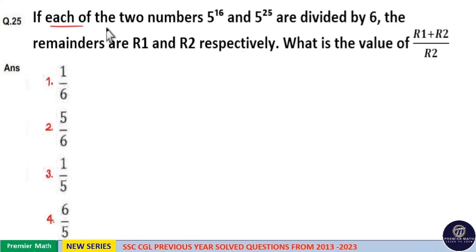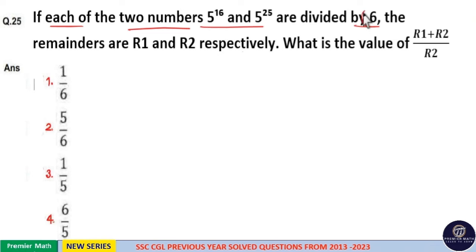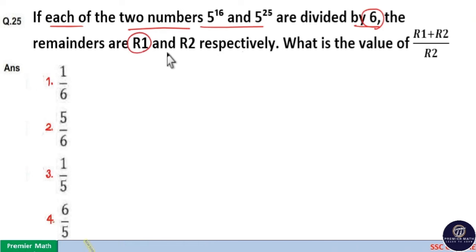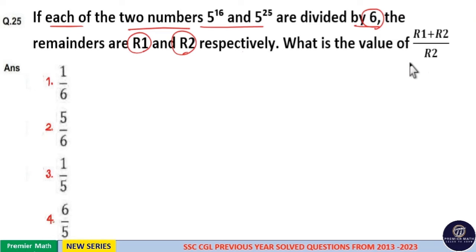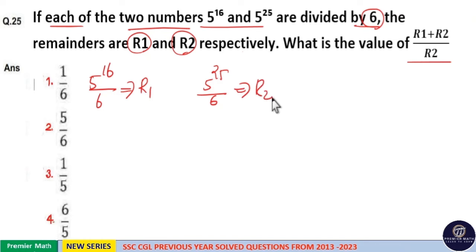If each of the two numbers 5 raised to 16 and 5 raised to 25 are divided by 6, the remainders are R1 and R2 respectively. What is the value of (R1 plus R2) by R2? Here, 5 raised to 16 by 6 will give you remainder R1 and 5 raised to 25 by 6 will give you remainder R2. Now, this is 5 and this is 6.